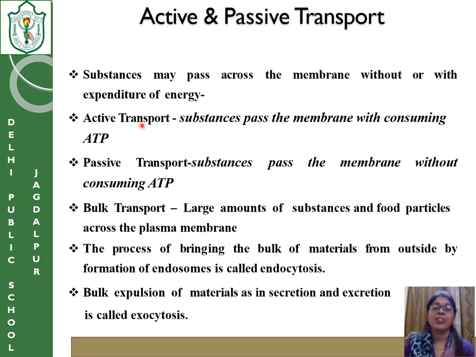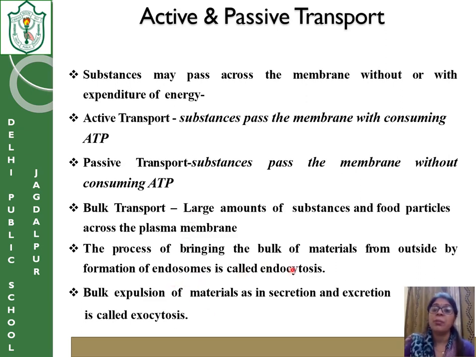When substances pass the membrane by consuming ATP, the energy currency, it is called active transport. And when substances pass the membrane without consuming any ATP molecules, this is called passive. This is fast, this is slow. Bulk transport: when a large amount of substances or food particles pass across the plasma membrane, not one or two but a lot of components, that is called bulk transport.